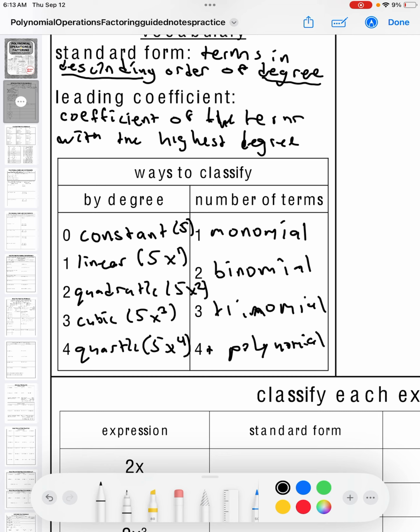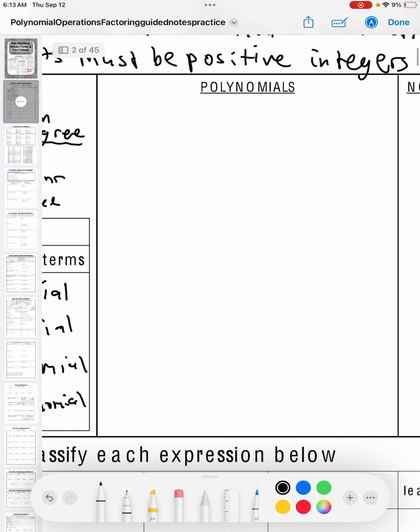Poly means many, so it's just many terms, polynomial. So here's some examples of polynomials. Things like x plus 8. This would be a linear binomial because the highest exponent we have is 1 on the x, and there are 2 terms, 1, 2. This is a linear binomial.